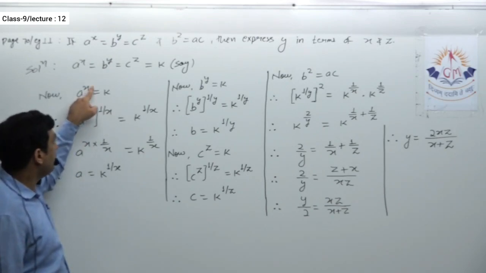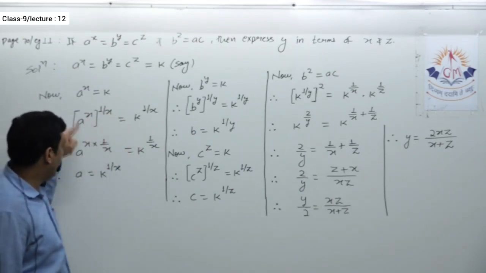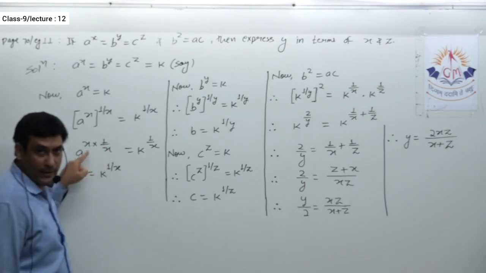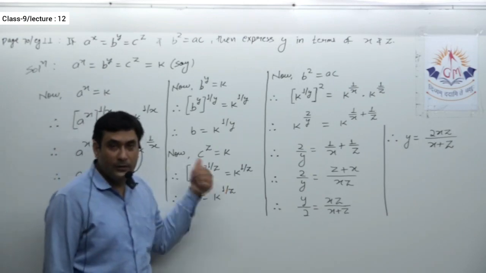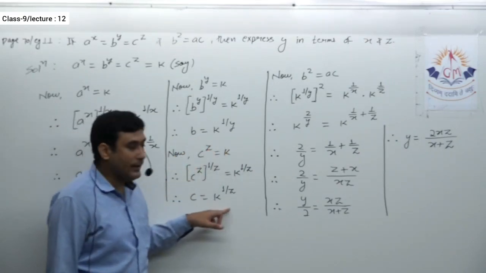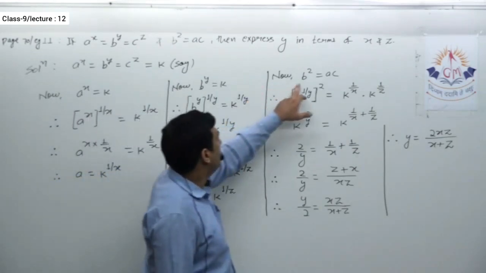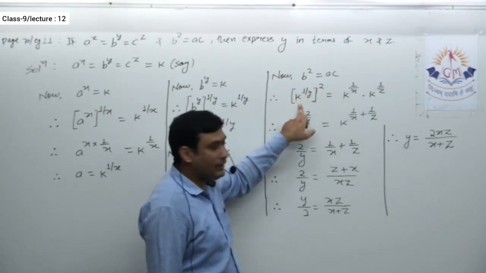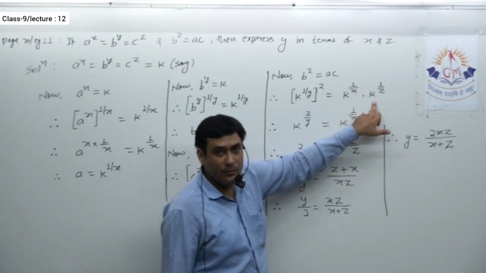To remove this power x, I took the power 1 upon x on both sides. So by applying the power law, I can write a raised to x multiplied by 1 upon x. x and x will cancel out, so I will get a is equal to k raised to 1 upon x. By using the same method, I got b is equal to k raised to 1 upon y, and c is equal to k raised to 1 upon z. After obtaining the values of a, b and c, I kept these three values in the expression b square equal to ac. At the place of b, I took k raised to 1 upon y. At the place of a, k raised to 1 upon x. At the place of c, k raised to 1 upon z.